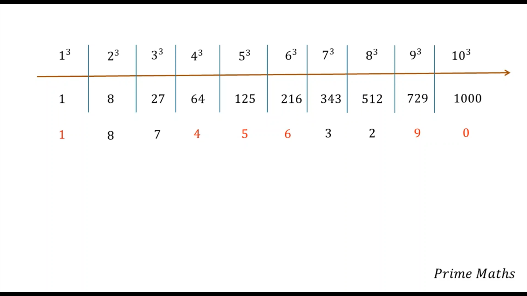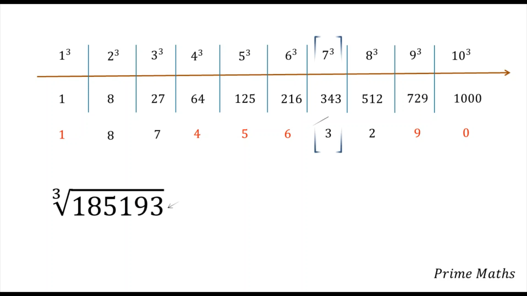Here we have to find the cube root of 185,193. First, we have to note down the last digit of the number, which is 3 in this case. Now, see that 7 cube ends with 3, as I have told earlier. We need to remember this.